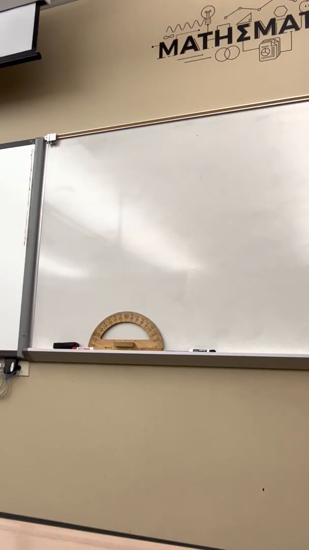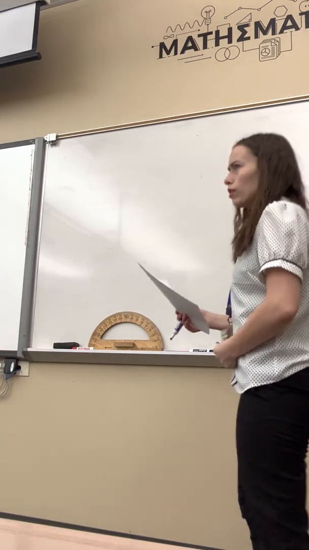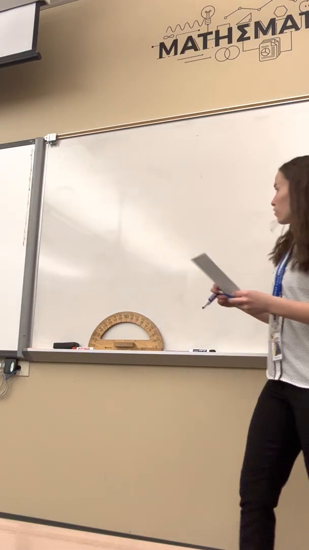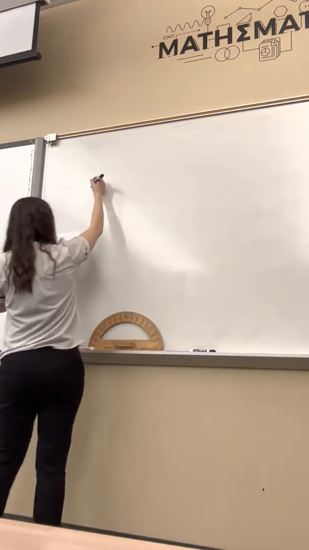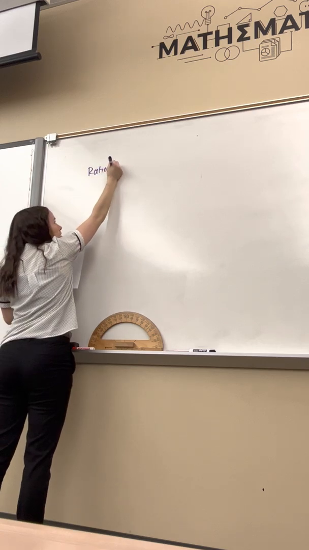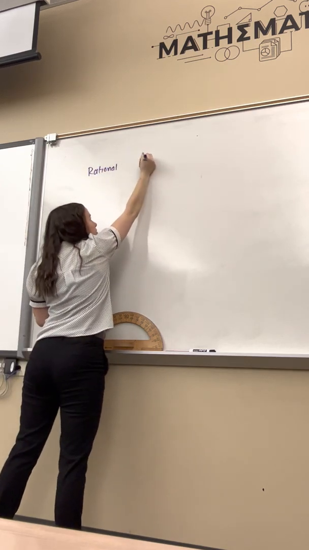All right, so this is for the complex numbers and rational exponents PFA. So first, here's some notes. I'd recommend taking these notes. The first thing you're going to need to know is the difference between a rational and an irrational number.